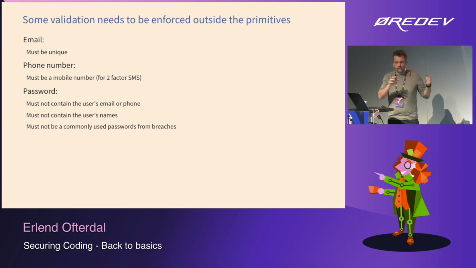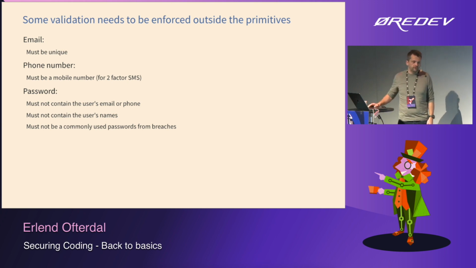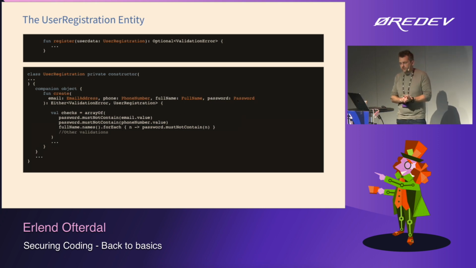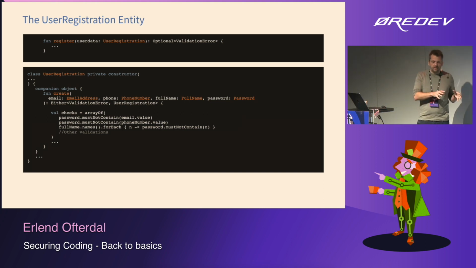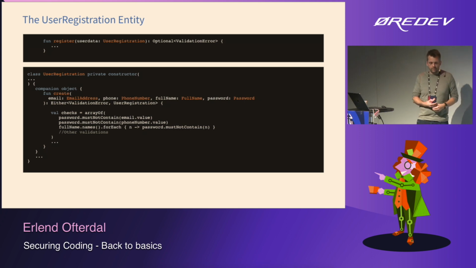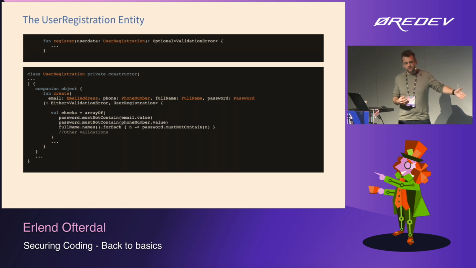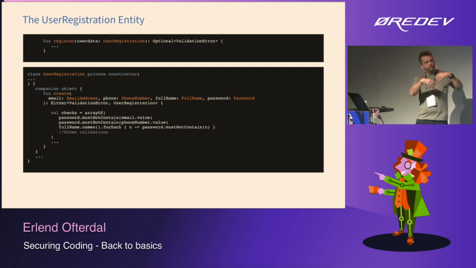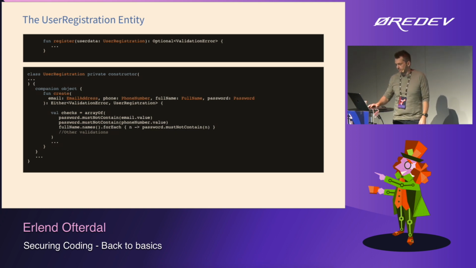But now at least we have places to put things. And some of these we can put in entities. So for instance, the user registration entity that I mentioned can handle these checks for the password. It can check that the password should not contain the email, should not contain the phone number, and should not contain any of the names. So we have a placement for that as well. In this case, we take the semantic stuff and move it up to the entity that encompasses these things. We know where it is.